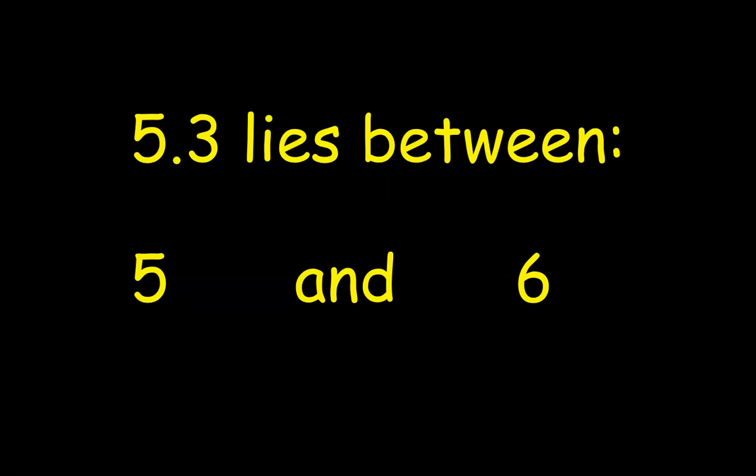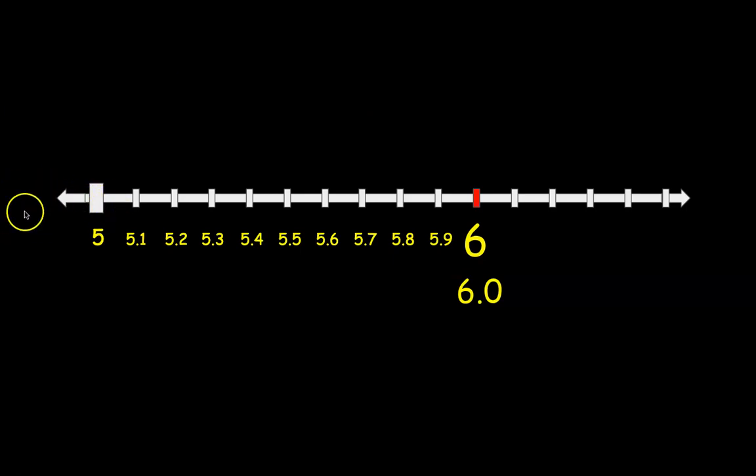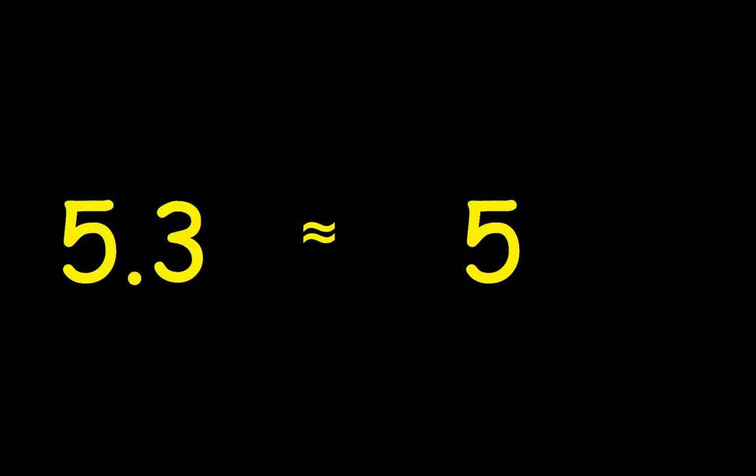5.3. Now, where does 5.3 lie on our whole number line? It lies between 5 and 6 because you started at 5 and you're counting up. So notice part of the number line is missing. I'm not going to go all the way from 0 up to 5. We don't need that. So we're at 5. We go 5.1, 5.2, 5.3. And if you have a look at that, you can see 5.3 is much closer to 5 than it is to 6. So 5.3 rounded to the nearest whole number is 5, or 5.0.